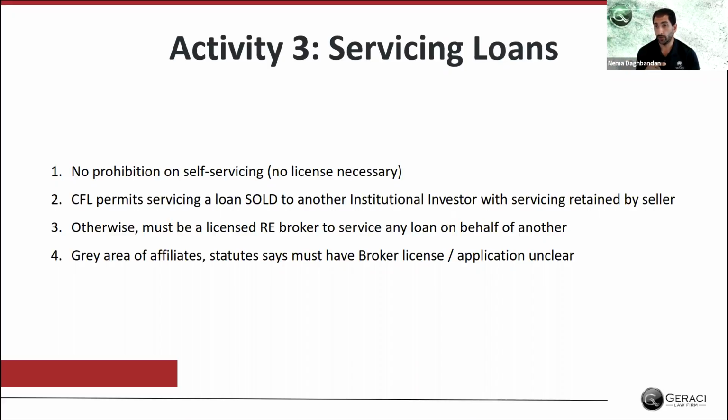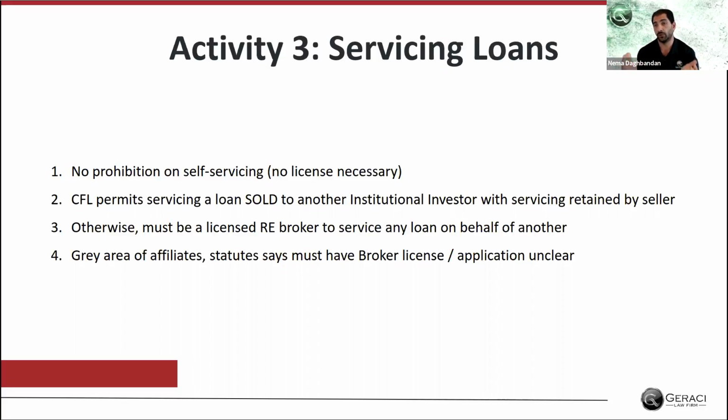So I've got two questions that came in on this one, so I'll clarify. The first question is, if we have a fund and the fund services its own loans, is that okay? Do I need to be licensed if I have a mortgage fund as the named lender and the fund services its own loans? In the state of California, you do not need to be licensed.